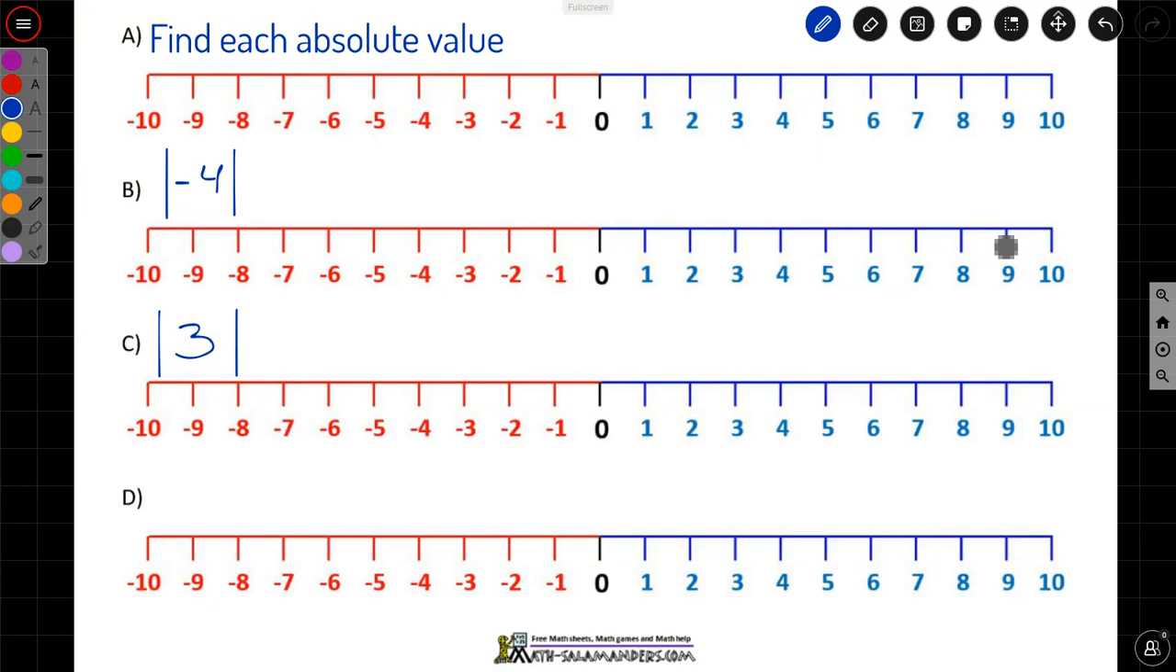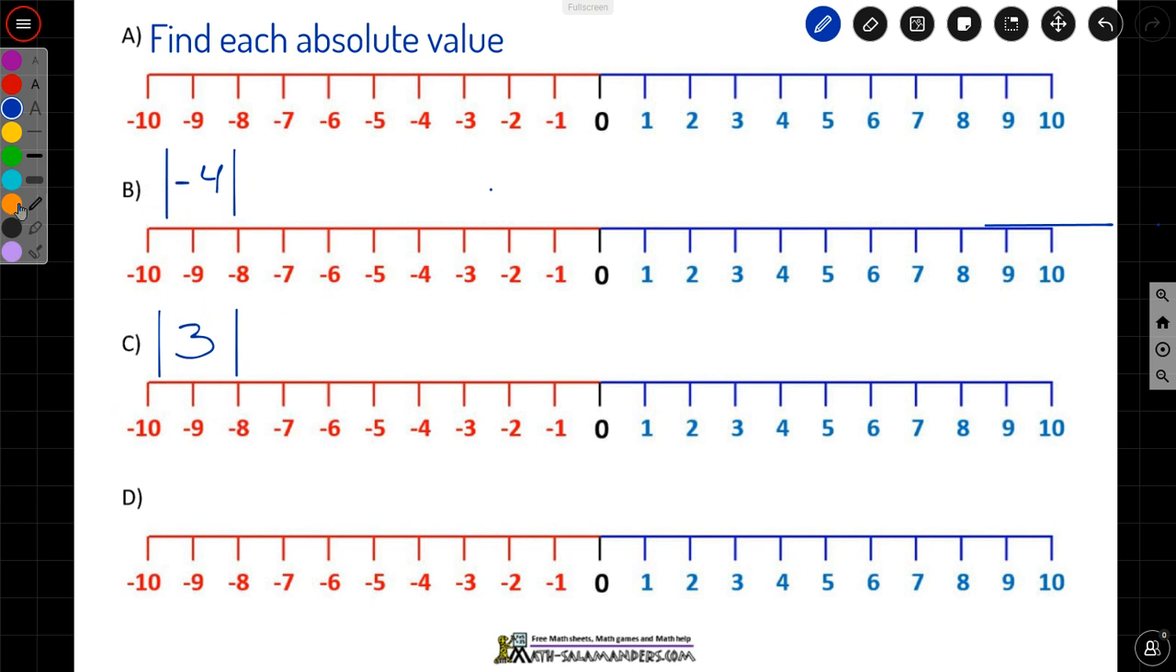This is example 2 of lesson 4.1, and we are finding each absolute value. As you will, of course, remember from the vocabulary page, absolute value is the distance of a number from 0. How many steps away from 0 is the number in question? So we're looking at two specific numbers here. We're looking at -4, and we're looking at +3.